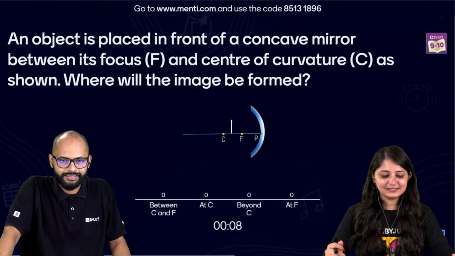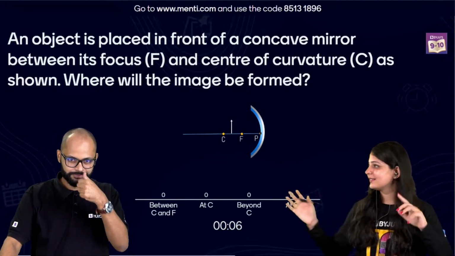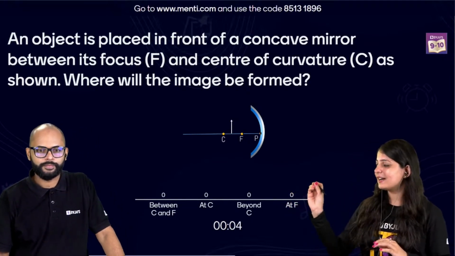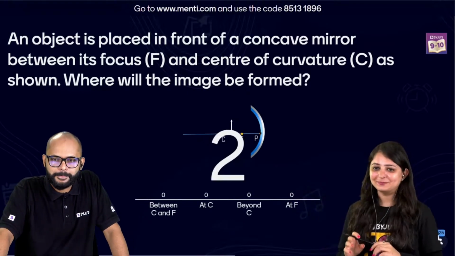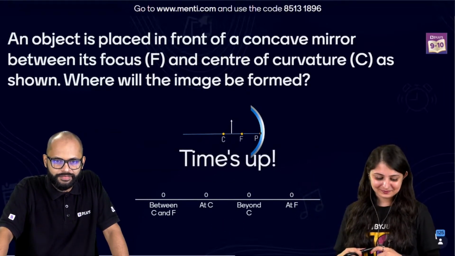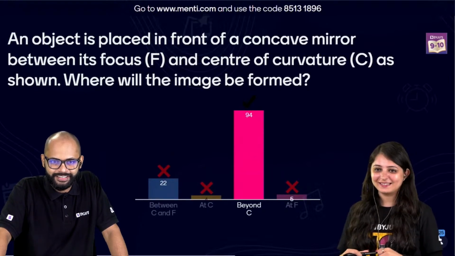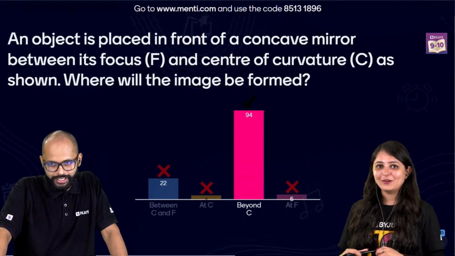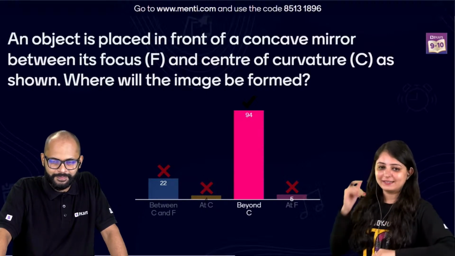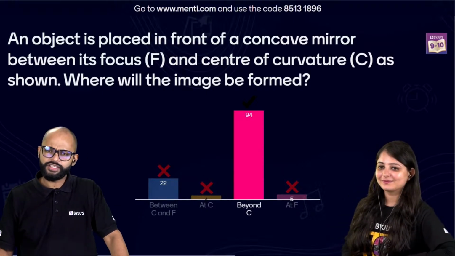I think deciding the position is the easiest in this. Signs are a bit difficult. Position wala easy hai. Yes, nice. Yes, beyond C. Correct. 94 kids got this one right. So बहुत अच्छी बात है. Yes. Nice, very good. Easy question, right?